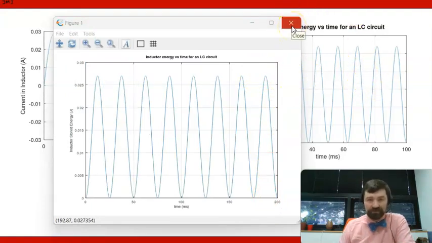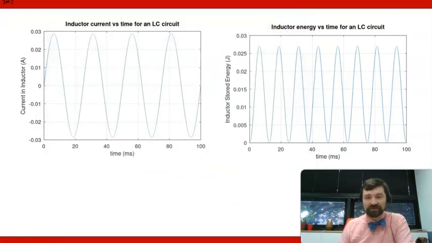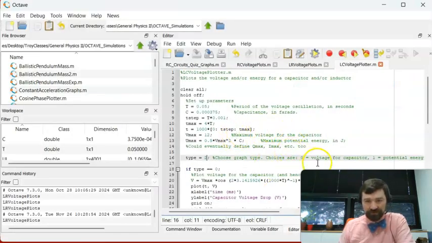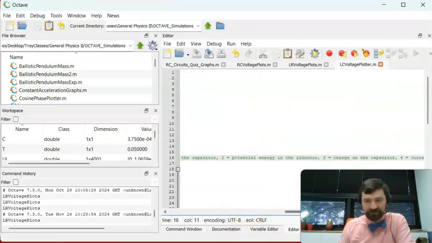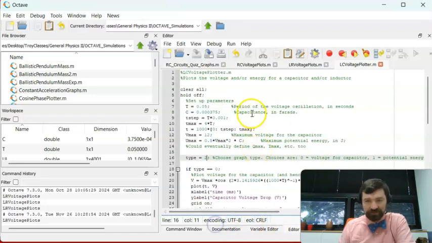And if we were to look at the current, we expect that the current value will have changed because we expect the inductor's value to have changed. So let's pull open the current versus time, which is number 4. So let's do type 4 graph.